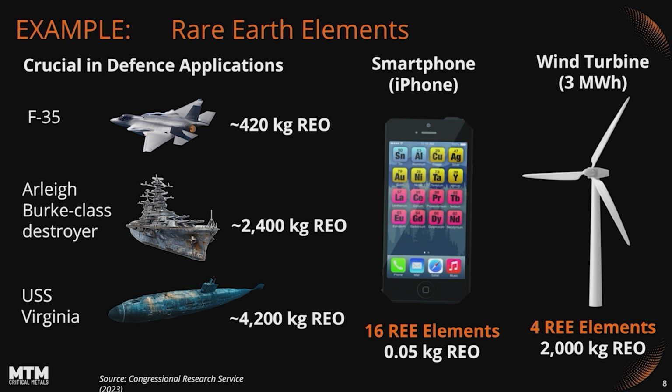Back to rare earth elements. These are crucial for most military defense technologies. In a typical F-35, there's almost half a ton of rare earth elements used. This goes up to over 2 tons for a destroyer and over 4 tons for a submarine. In an average smartphone as well, 16 of the 17 rare earth elements are used in some shape or form for various technological functions. And they're also used ubiquitously in electric vehicles and wind turbines.